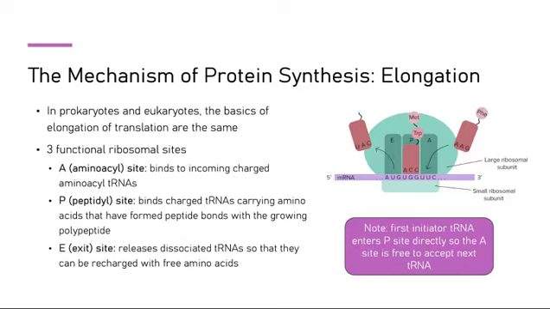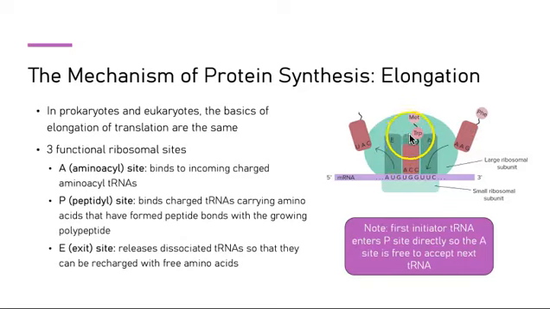same within prokaryotes and eukaryotes. And we mentioned in the previous slide, we've got these 3 different sites within our ribosome. So let's go through them really quick. This first one on the right that we see is our A or amino-acyl site, and this is binding our incoming charged amino-acyl tRNAs, meaning that we've got that amino acid already attached and ready to go.